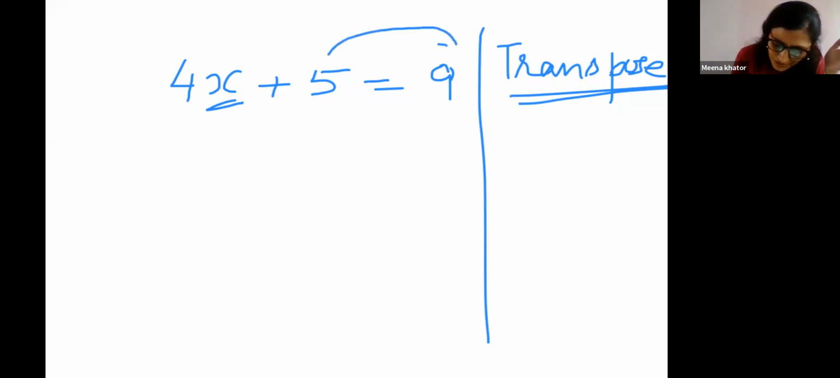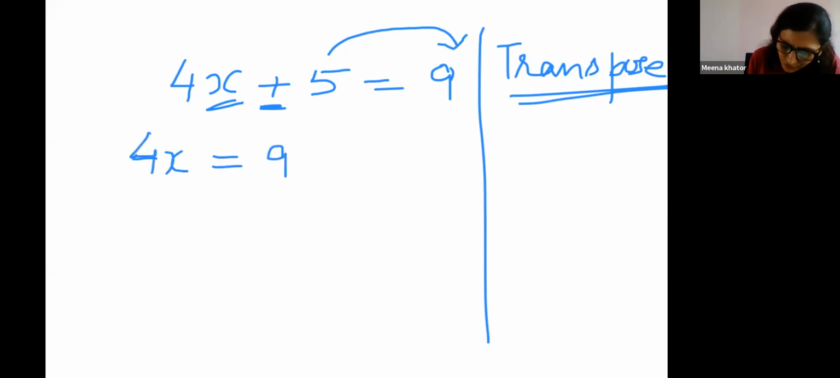This 5, I have to move to the other side because I don't want 5 here. So look at the sign before 5. It is addition. So when I transpose, when I shift it to the other side, it will become minus. Plus will become minus. So how will I write? Yes, Ayushi. 4x is equal to 9. When 5 goes to the RHS, it will become minus 5. Right? This is the first rule.